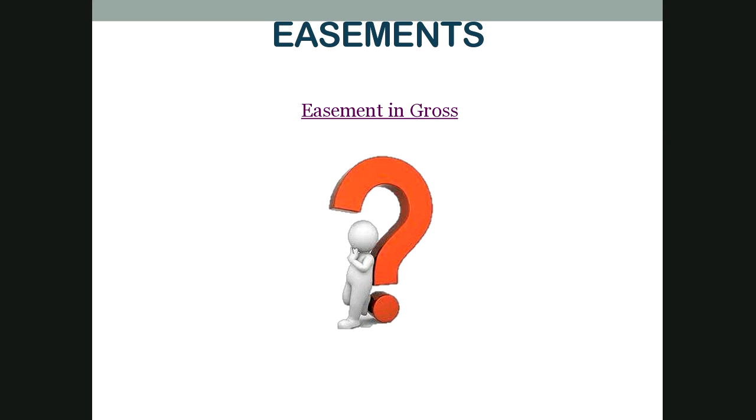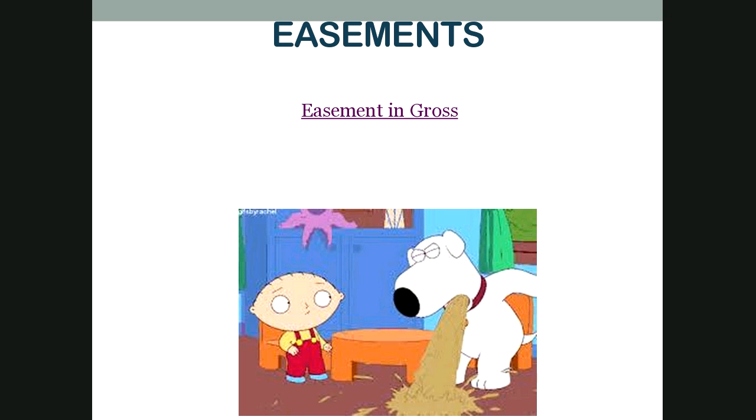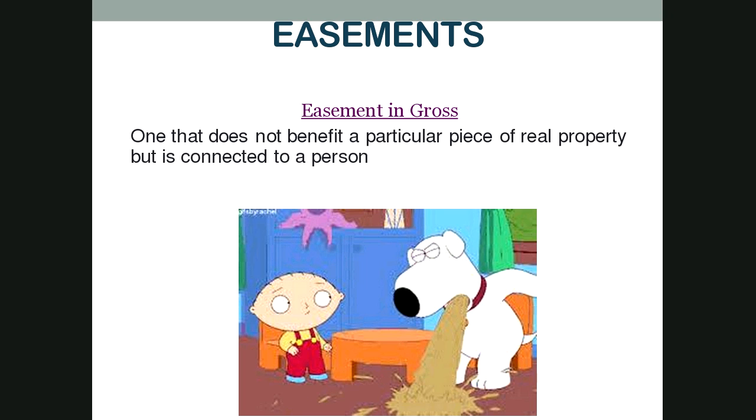So the next type of easement is an easement in gross. So what is an easement in gross? Well, this is one that doesn't benefit a particular piece of property, but it is connected to a person or, more likely, some entity, like a utility company.